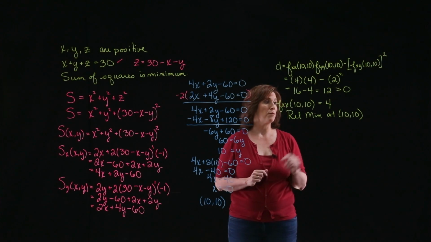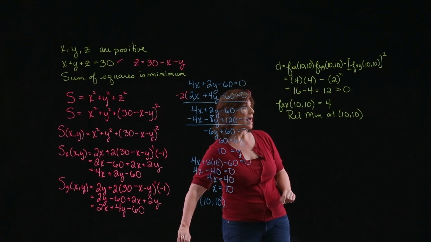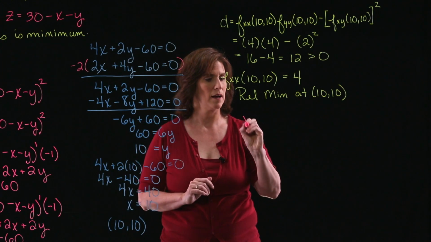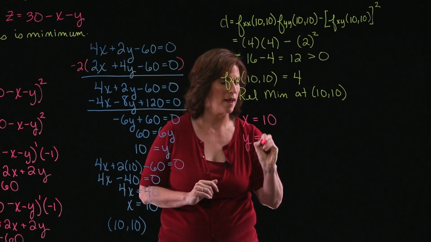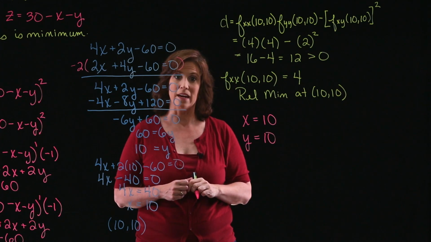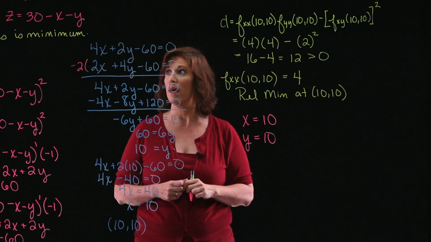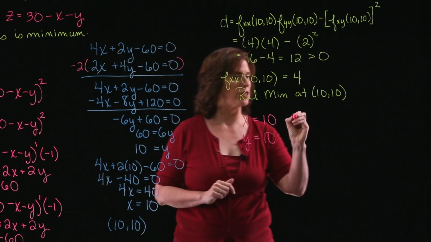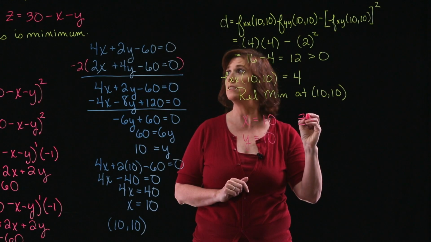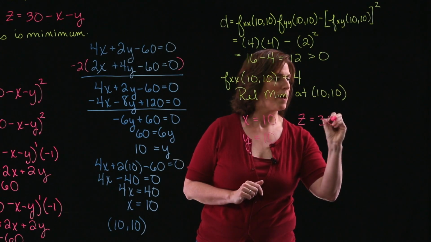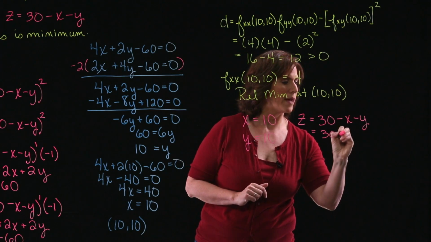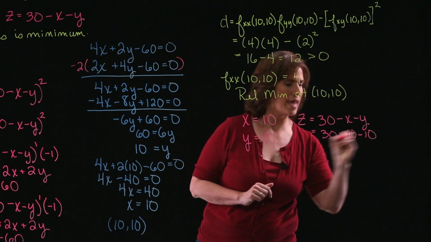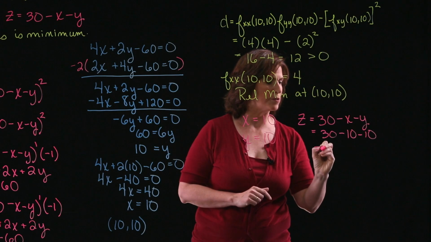So I know that my relative minimum is going to happen when x equals 10, y equals 10, and the only thing that's missing here is I've never calculated z. Well, I can use my secondary equation and notice that z is 30 minus x minus y. So that's 30 minus 10 minus 10, and that third number z is 10.